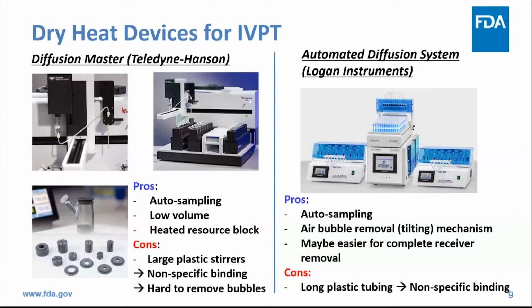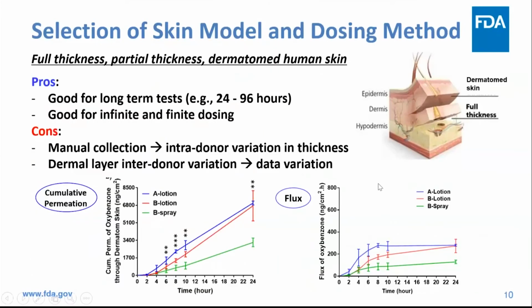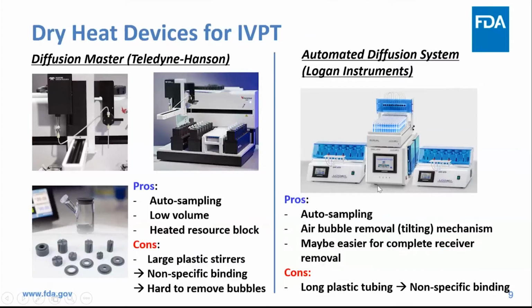A similar design was found in Logan Instruments. From the information on this instrument, we know that it has an auto sampling function and also a tilting mechanism for air bubble removal. It might also be convenient for full removal and replacement of receiver solutions, as well as analytical sampling. The long sampling tubings shown in the picture might be a concern for non-specific binding with the UV filters. However, we haven't tried it yet.